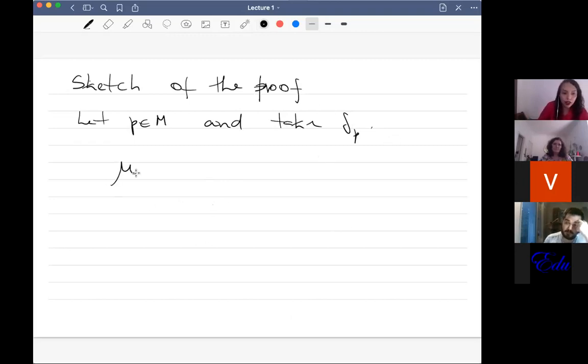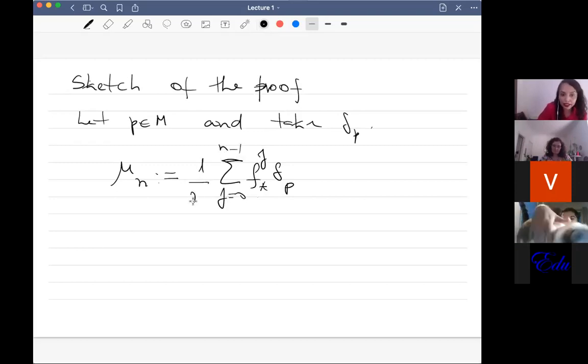And then we define the following. Mu n, a sequence of probability measures. I will take the image of delta p, but iterating the function. So I will iterate the function from 0 to n minus 1, then sum all of these and divide by n to have a probability.